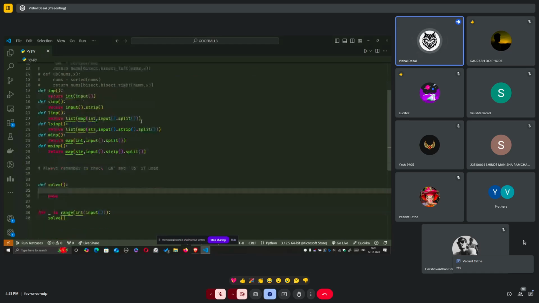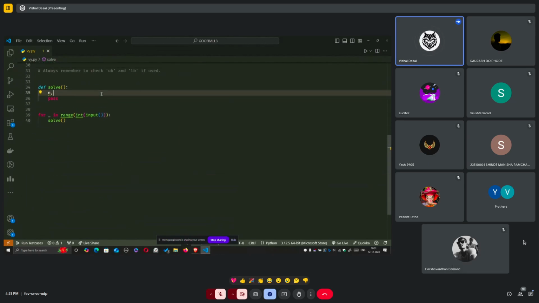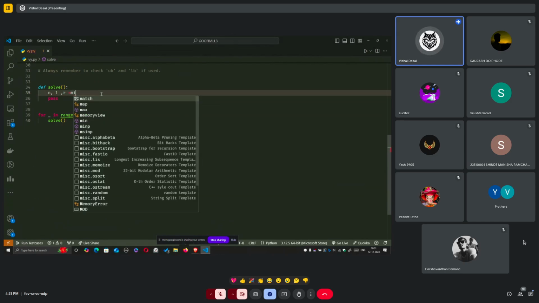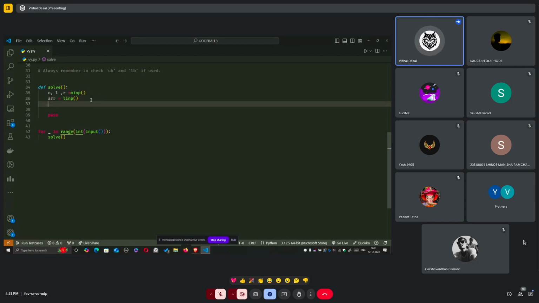Okay. So what we are given is basically n. Just ignore this template. This is just the input template. Ignore these methods as well. We are given an array. We'll take the input. So this is our complete input, that is n, L, R, and the array.